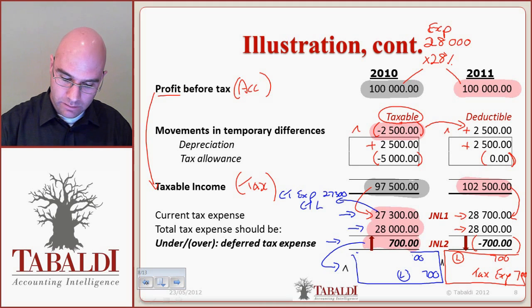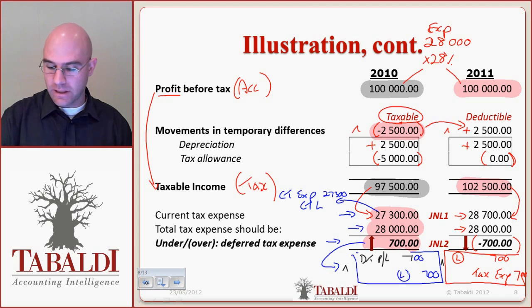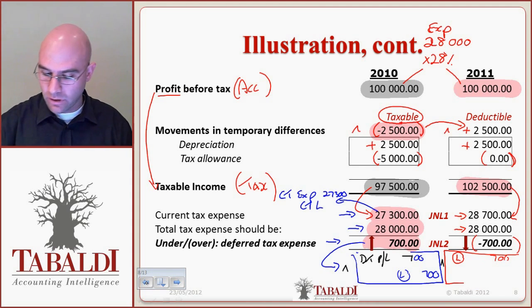And I'm going to call it deferred tax expense, profit and loss, same amount. And the same on the other side. The credit is going to a deferred tax liability, 700.